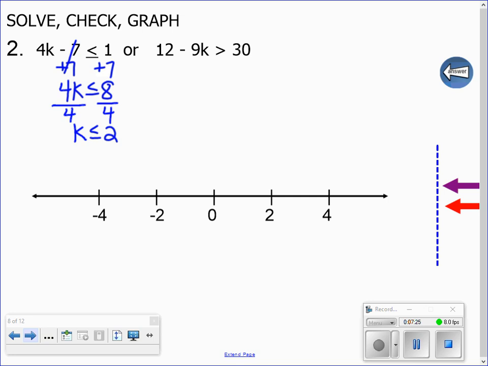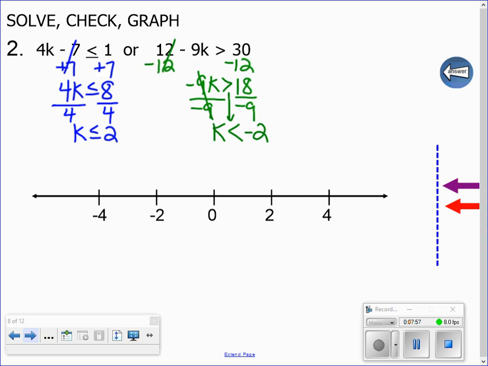Or, we're going to solve this side. So we would subtract 12 from both sides. That's the opposite of positive 12. We have negative 9k is greater than, let's see, 18. And we want to divide both sides by negative 9 because we want to get rid of the negative as well. Remember that when we divide or multiply by a negative number, this inequality sign is going to flip. 18 divided by negative 9 is negative 2.